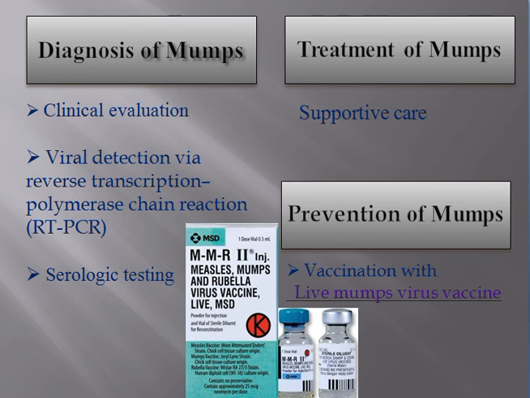According to prevention, we have a vaccine. Vaccination with live mumps virus vaccine provides effective prevention and causes no significant local or systemic reactions. Two doses given as combined measles, mumps, and rubella vaccines are recommended for children. The first dose at age 12 to 15 months, and the second dose at the age of from 4 to 6 years.